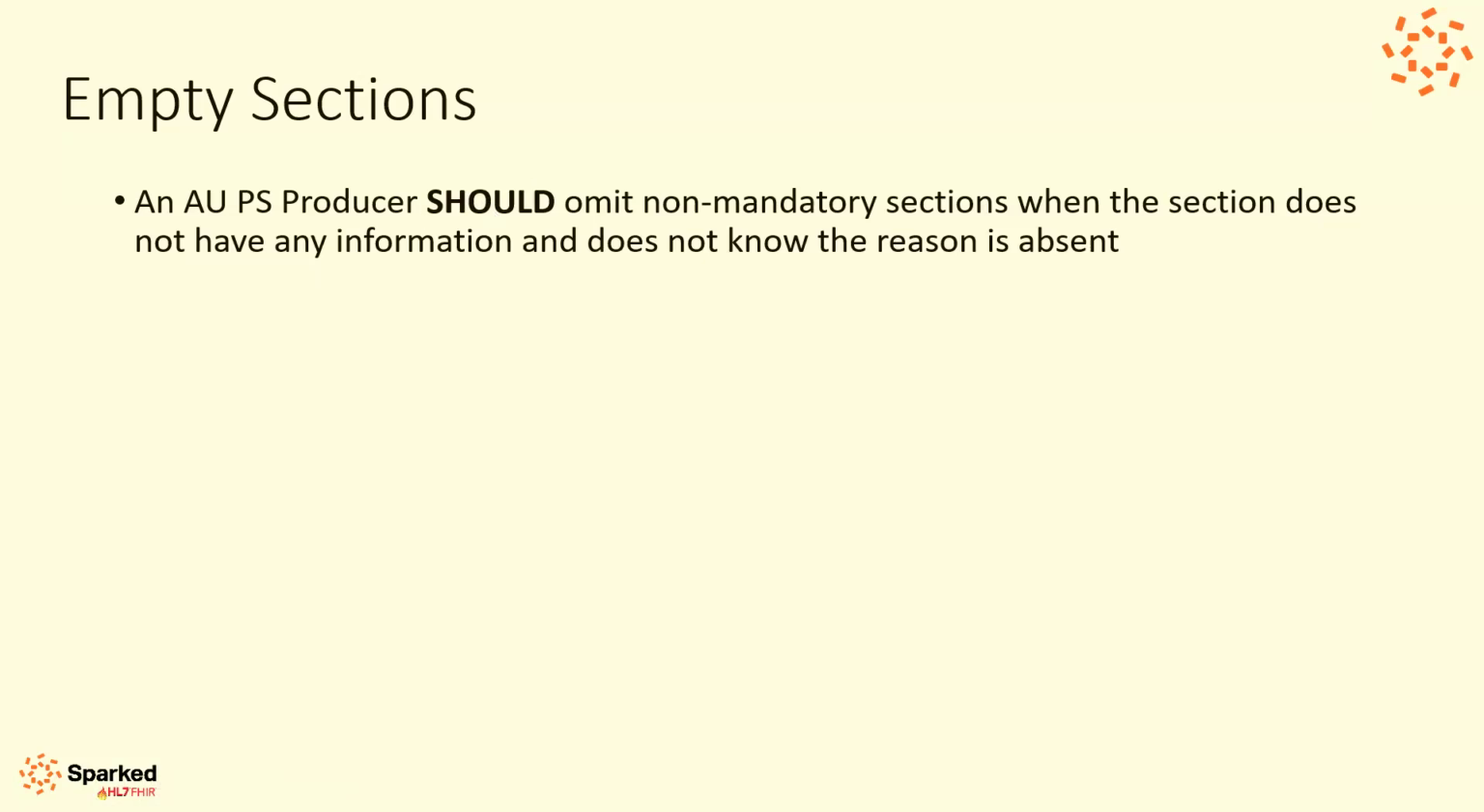So coming out of the conformance session last Friday, we've put before this group to go to ballot for comment with this guidance to say that you should omit non-mandatory sections if your system doesn't have any information for that section and doesn't know the reason it's absent. Are there any other comments or questions people want to make around this point?